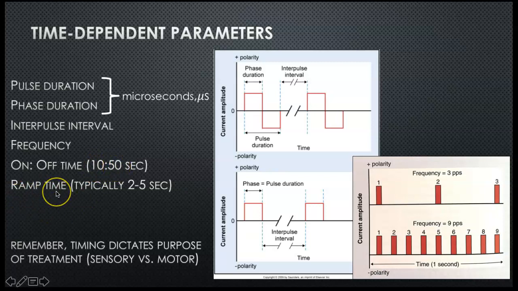And then ramp time, like we talked about, is kind of smoothly going up and then smoothly going down, so it doesn't surprise people. It's typically preset 2 to 5 seconds. I would say 2 seconds is the usual that you want to choose for that. And all these things are important because the timing, especially the pulse and phase duration, really dictates the purpose of your treatment a lot of times.